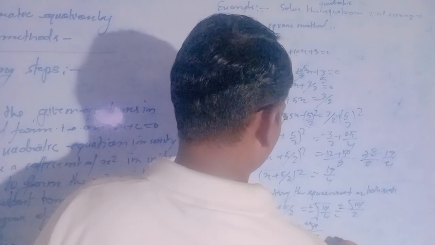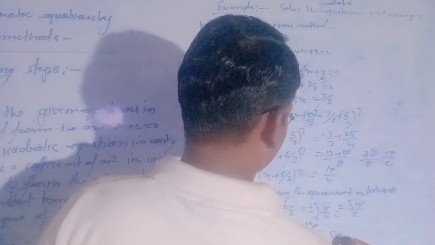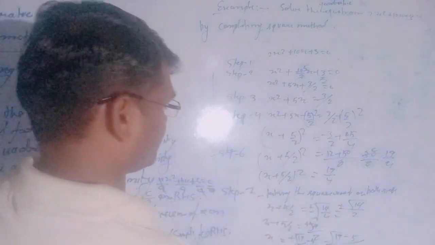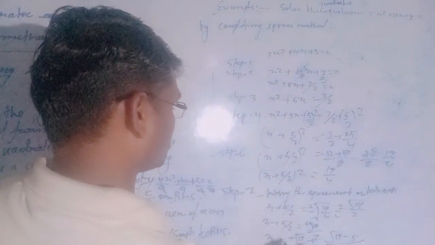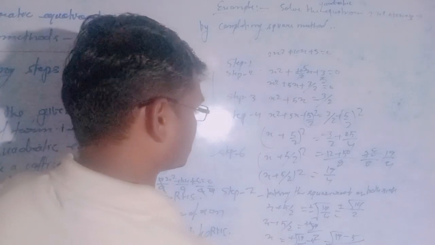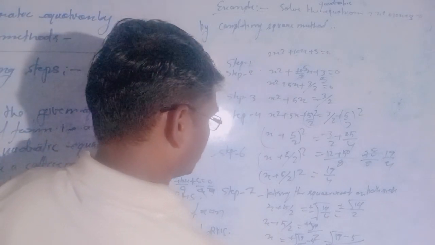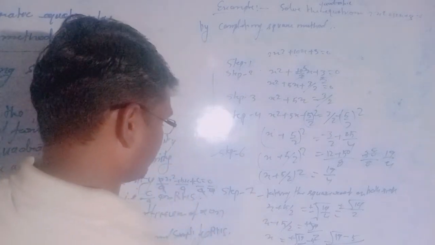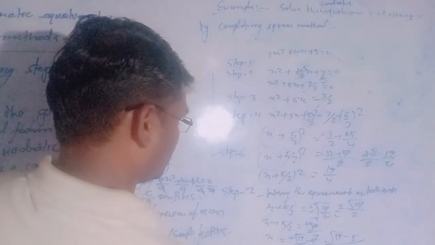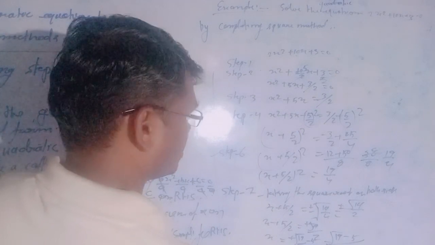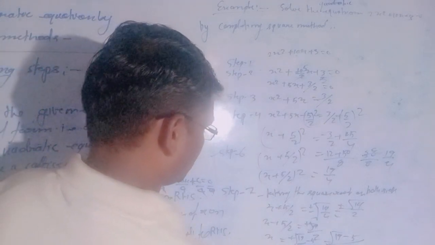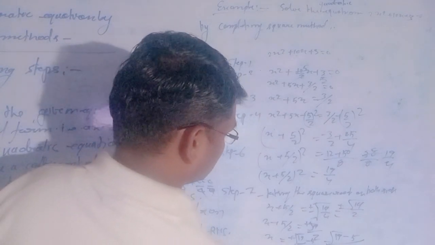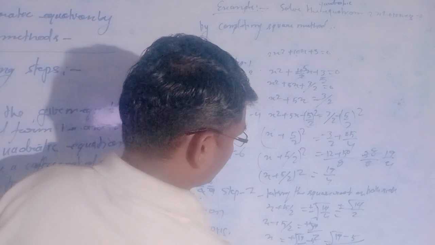So it will be under root 19 minus 5 by 2 first. And the second, if we take the minus here, then x is equal to minus under root 19 by 2 minus 5 by 2. So the answer will be: the first is under root 19 minus 5 by 2, and the second is minus root 19 minus 5 by 2.